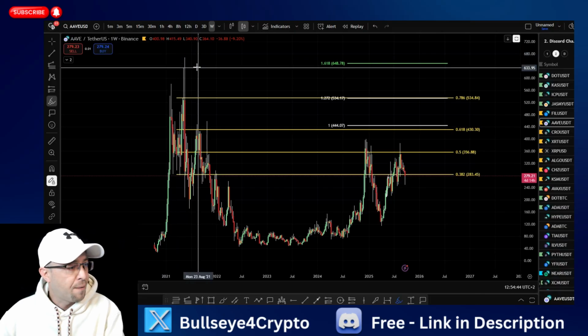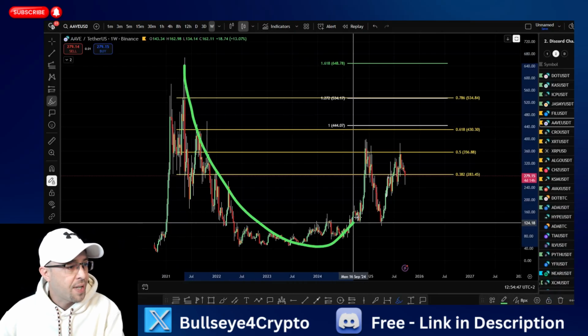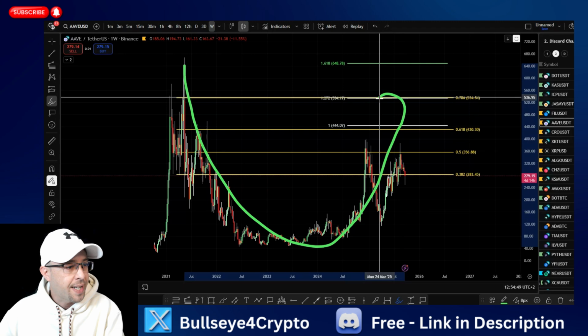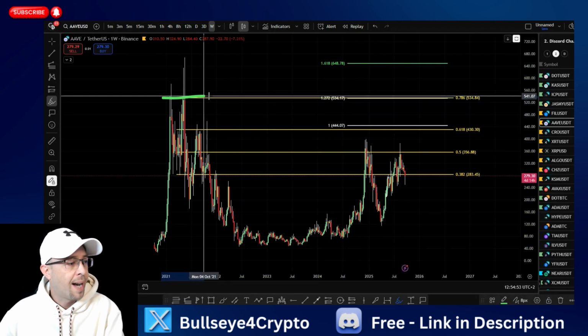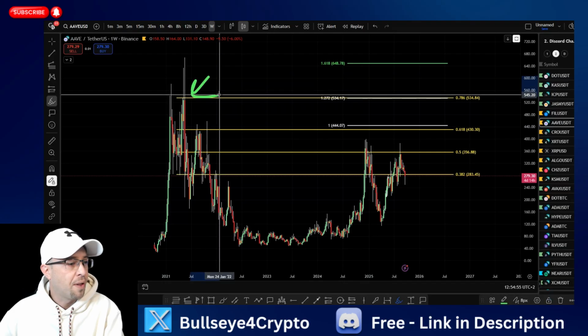It's retraced a full 78.6% once it reaches this level here. That's going to be a sticking point. How do we know it's going to be a sticking point? What happened here? Got rejected twice on the week.